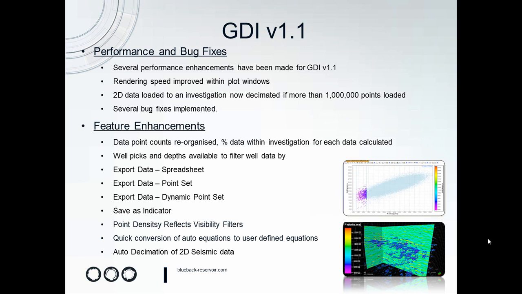So moving on to version 1.1 updates, there are several performance enhancements that have been made for GDI 1.1. Rendering speed has been improved within plot windows, 2D data is now auto-decimated, and several bug fixes have been implemented. Feature enhancements include data point counts have been reorganized, and well picks and depths are available to filter well data by. You can now export a data selection from a plot window to a spreadsheet, a point set with attribute or dynamic point set, which we'll cover in the demo. We can create indicator well logs based on well data selected in a plot window. There is an enhancement to the point density to reflect data visibility. You can now quickly convert from auto equations to user-defined equations for manual editing of regressions. And there's also auto decimation of 2D, which we mentioned. Again, we'll run through most of these in the demo.